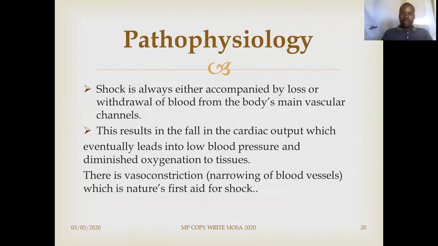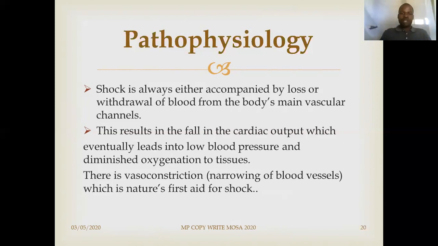Shock is always accompanied by loss or withdrawal of blood from the body's main vascular channel. From the explanation we've had so far, you can see that shock mainly comes as a complication due to blood loss, which brings about a reduction in the circulation of fluid in the circulatory system. This results in reduced cardiac output, which eventually leads to low blood pressure and diminished oxygen to the tissues. So when there is diminished circulatory fluid in the circulatory system, it also brings about hypotension.